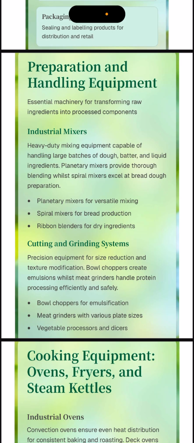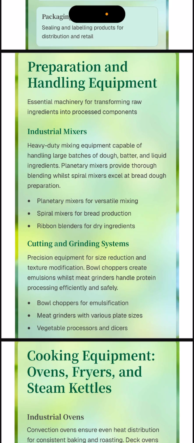The next preparation and handling equipment are cutting and grinding systems. The primary purpose here is size reduction and texture modification. It includes bowl choppers. This equipment uses a series of curved knives rotating at high speed in a large bowl. This action is so fast and intense that it can create an emulsion, finely dispersing fat and water to create the tightly bound texture found in products like bologna or hot dogs.